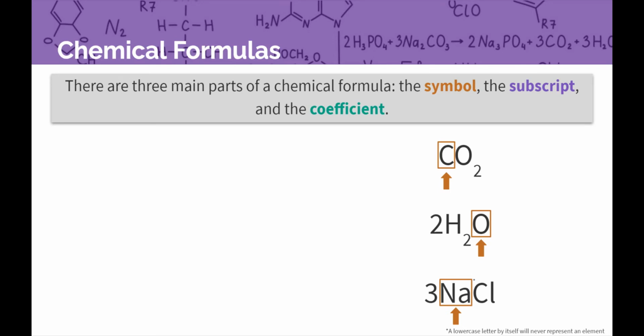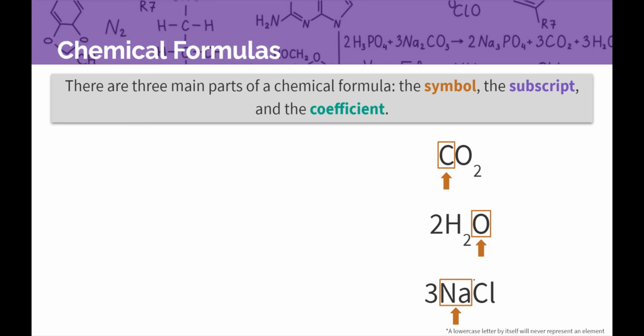It's important to remember that a chemical symbol will never be a lowercase letter. You'll notice in the first example, we have a capital C and a capital O. Those are two separate elements because they're both capital letters. Same thing in the second example. A capital H is its own element and a capital O is its own element. But in the third example, we have NaCl. This one is different because the a is lowercase and the l is lowercase. As I just stated, a lowercase letter by itself is never going to represent an element.